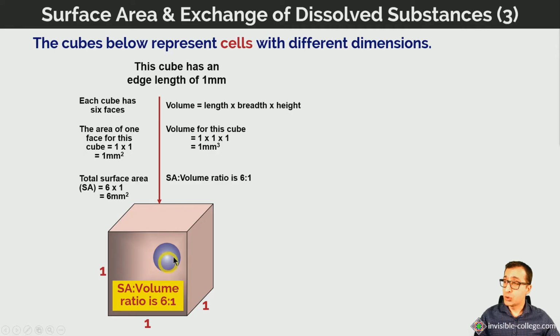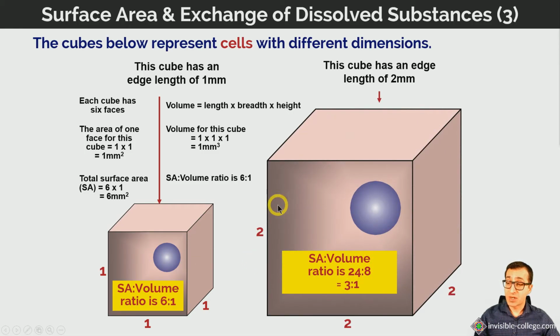So let's imagine now that this cuboidal cell, this cube which we're using to represent a single cell, doubles in size in terms of the length of its sides, going from 1 millimeter to 2 millimeters. Let's see what that does to its surface area to volume ratio. Well, when we calculate the surface area and the volume of this cube, we find that its surface area is 24 square millimeters and its volume has now gone up to 8 cubic millimeters. Now, if we represent this as the lowest whole number ratio, we see that the surface area to volume ratio is now 3:1. So, by doubling the length of the sides of the cube, we have halved the surface area to volume ratio.